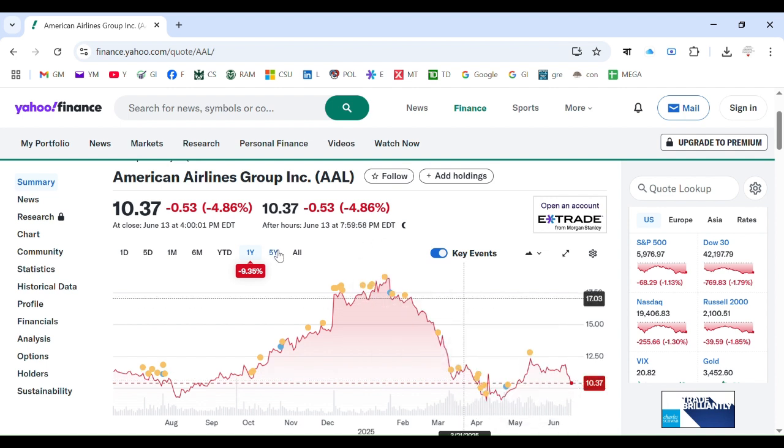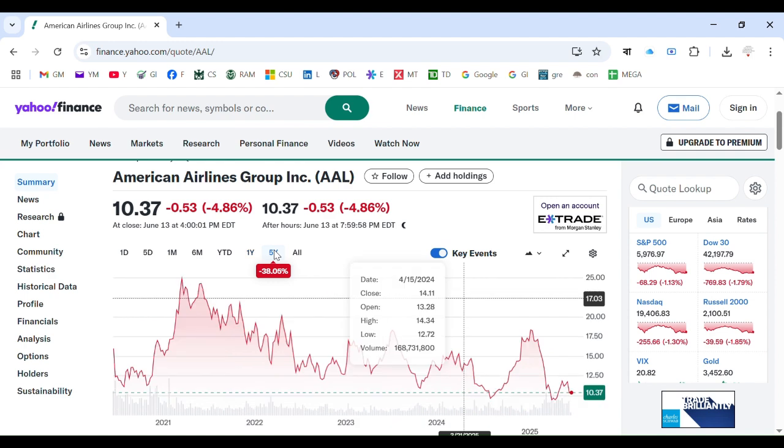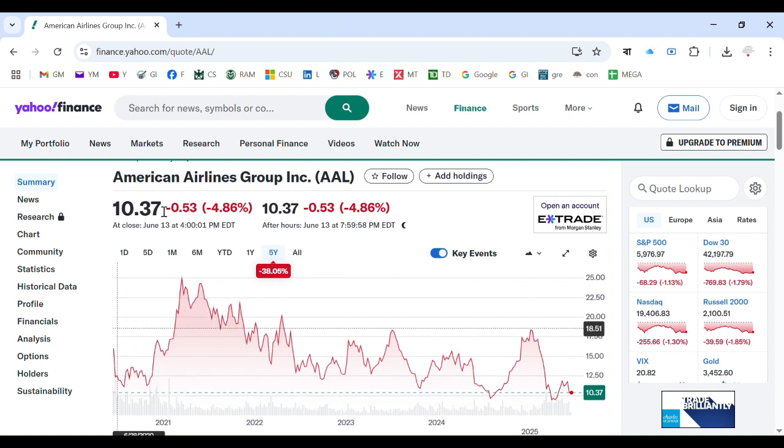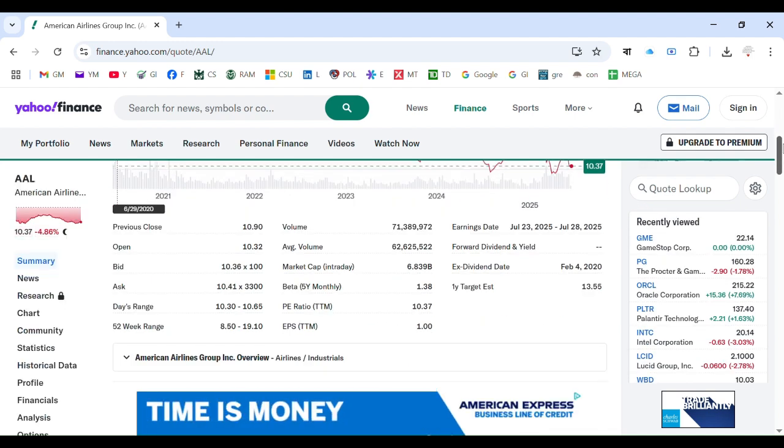For the 5-year period, again it is in a downtrend. It was $16 five years ago. Now it is $10.37. It's not a good sign. The stock is not moving in a good direction. So it is in a downtrend if you consider the trends.